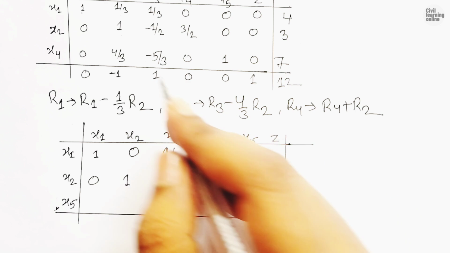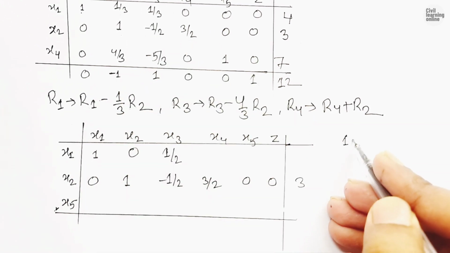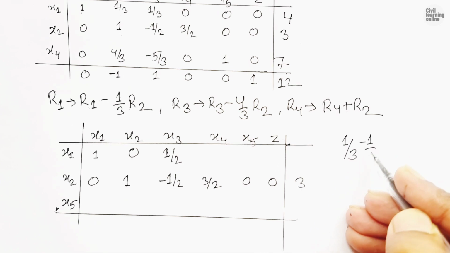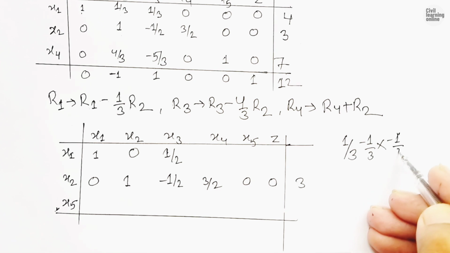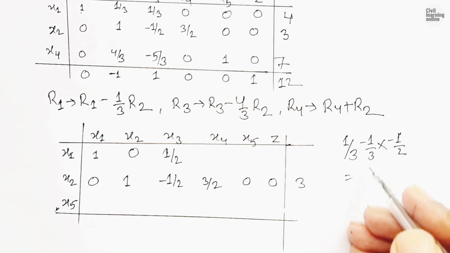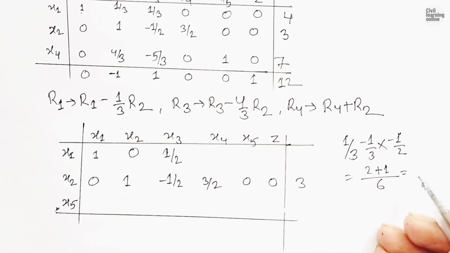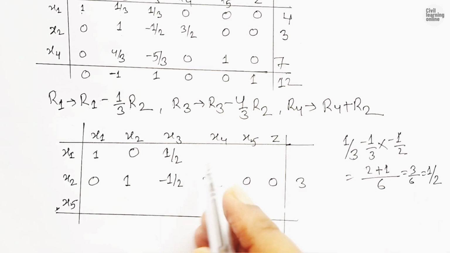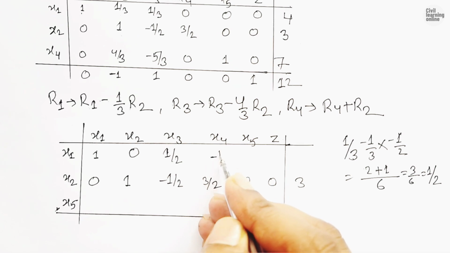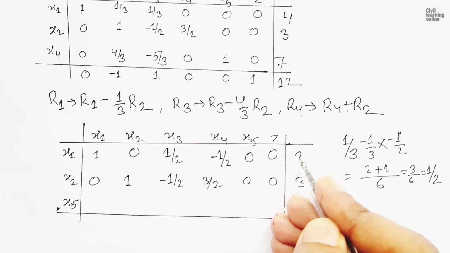If you ask me how, then let me show you. R1, we have 1 upon 3 minus 1 by 3 times R2, which is minus 1 by 2. On solving this, these 2 minuses will become plus, and on LCM we will have 6. So 2 plus 1 is going to be 3 upon 6, so 1 upon 2. And here we will have minus 1 by 2 on solving, and here 0, 0 and 3.